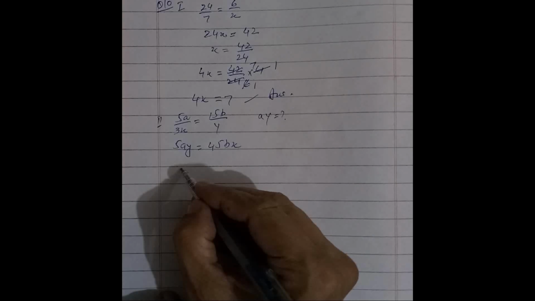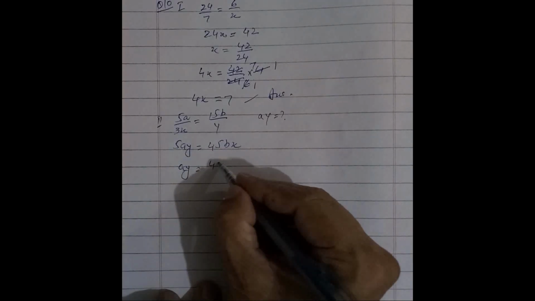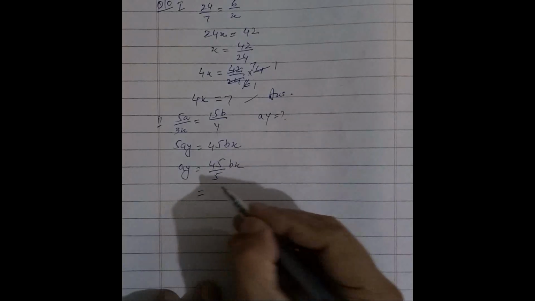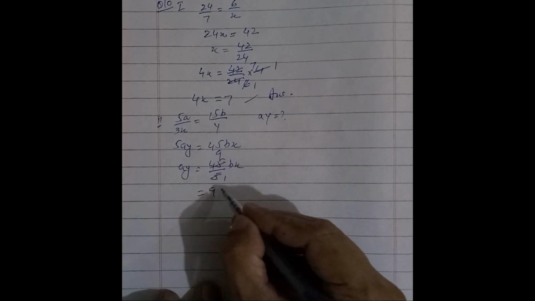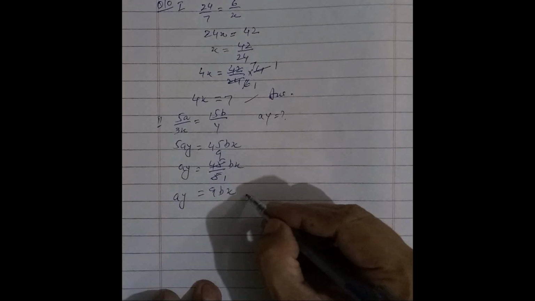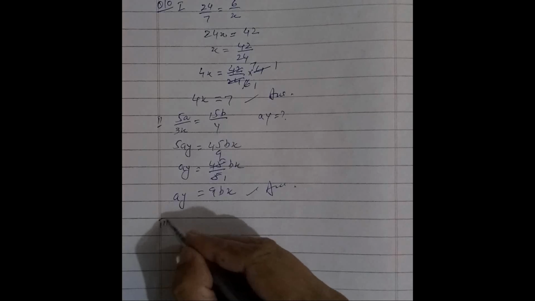And ay is equal to, divided by 5 both sides, we get 45 over 5 bx, and when we simplify, 5 ones are 5, 5 9s are 45, 9bx. So ay is equal to 9bx is the answer of part 2.